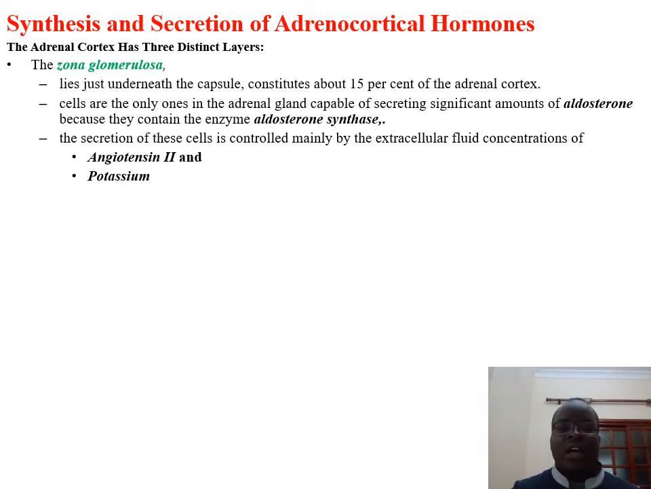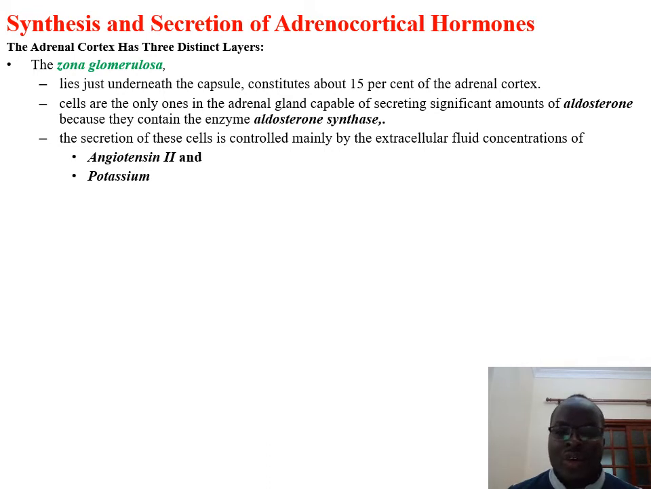The production and secretion of adrenocortical hormones. The adrenal cortex has three distinct layers. The zona glomerulosa is the outermost layer that lies just underneath the capsule, and constitutes about 15% of the adrenal cortex.